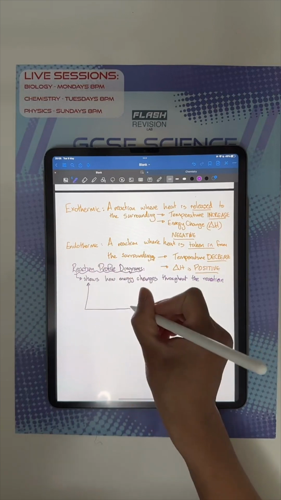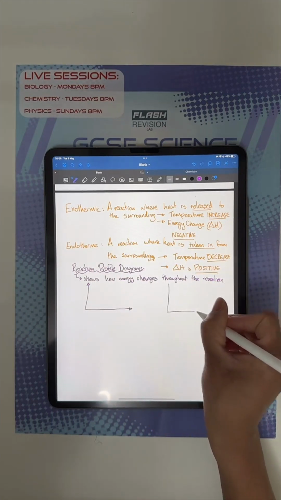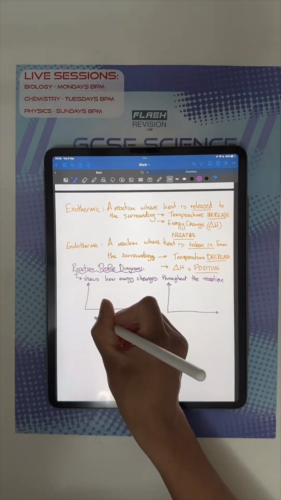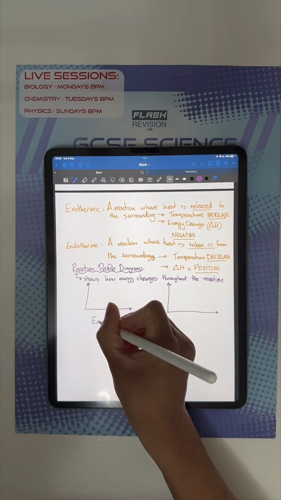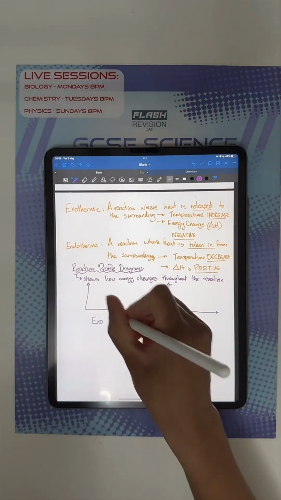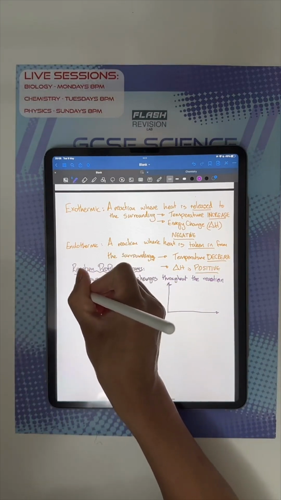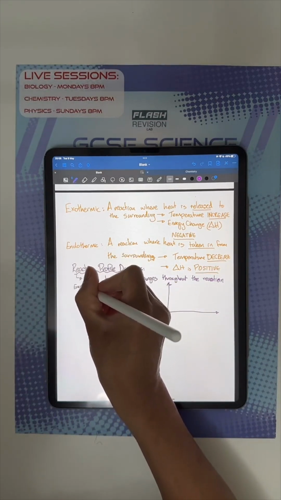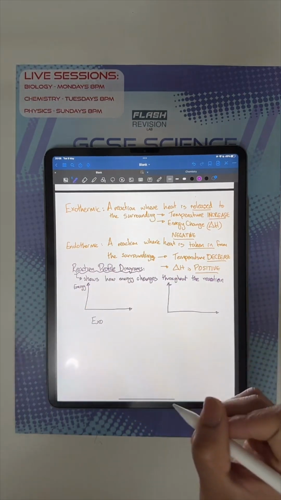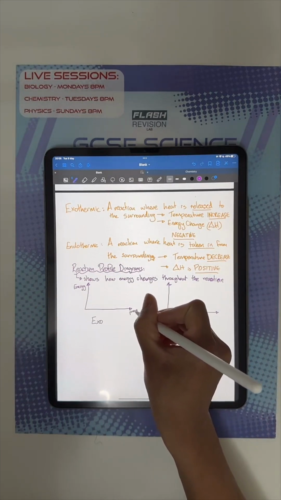So let's draw a rough sketch of each one. You've got one for an exothermic reaction, and one for endothermic reactions. So we'll start off with exo. On your axes, what you usually have on the y-axis is energy or enthalpy, and on the x-axis you have the progress of the reaction.